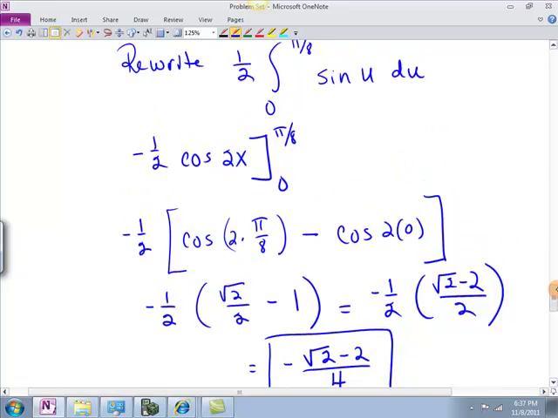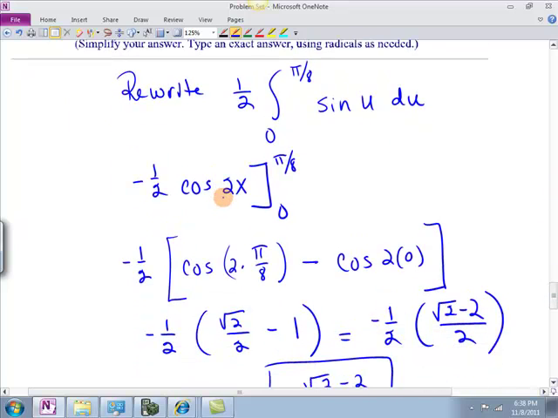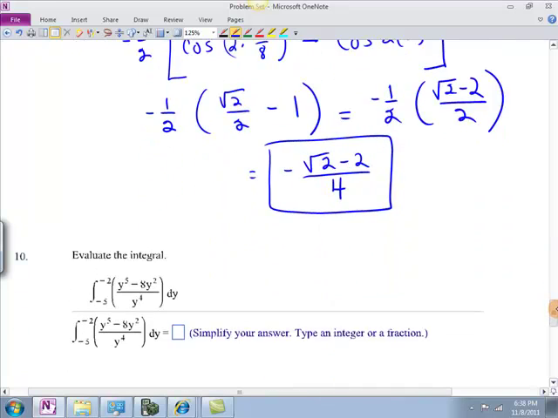The only reason that I did this was to be able to get the integral. When I'm ready to evaluate, I'm going to put it back in, whatever my u was. Okay? All right.